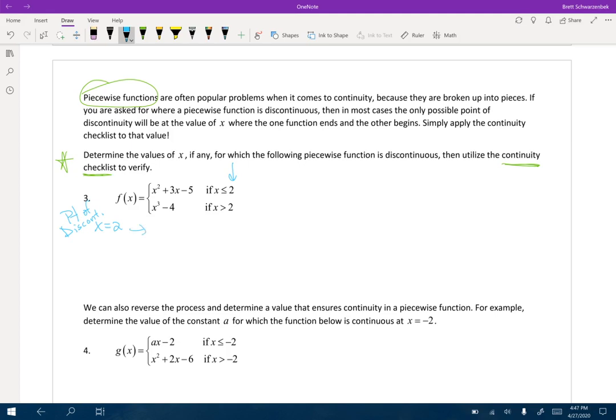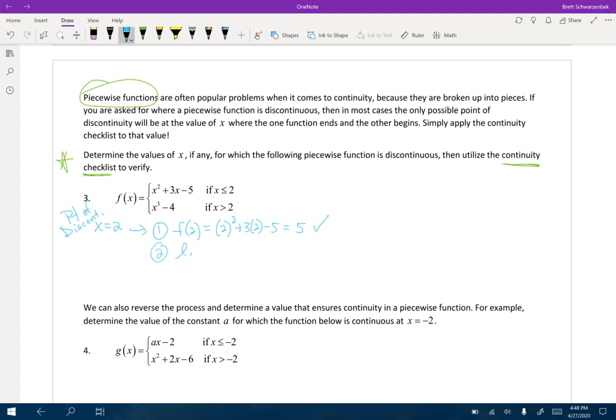So let's go through the process, which will be a little bit different. First thing we want to do is f of 2, our point of discontinuity. So is there an f of 2? Well, forget the graph. Let's talk about this analytically. Let's talk about this algebraically. Where does this function exist? At which function does this exist at the value of x equals 2? Well, the equal to here tells us it's there. So f of 2 is 2 squared plus 3 times 2 minus 5, which gives us the value 5. So that means right now the first part of our checklist checks out. We actually have an f of 2. Let's go to the next one.